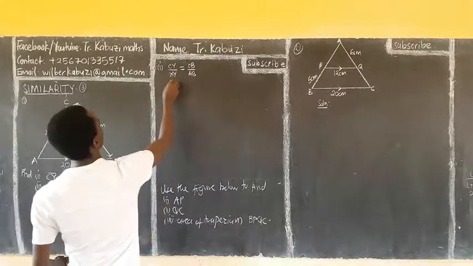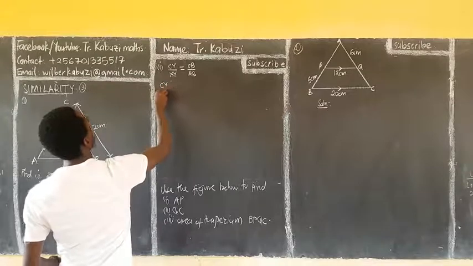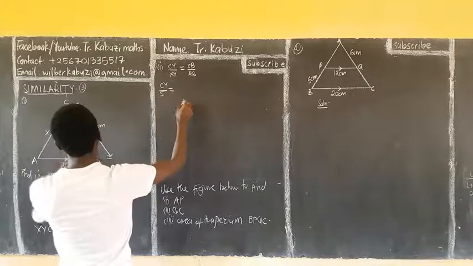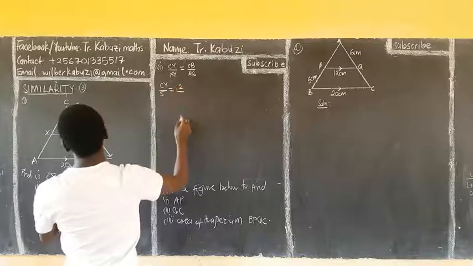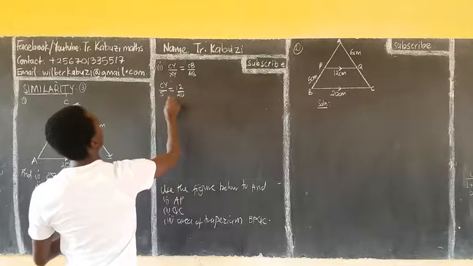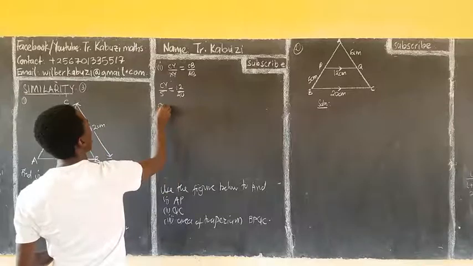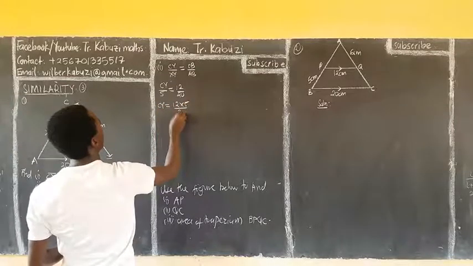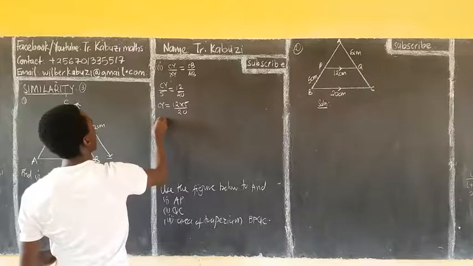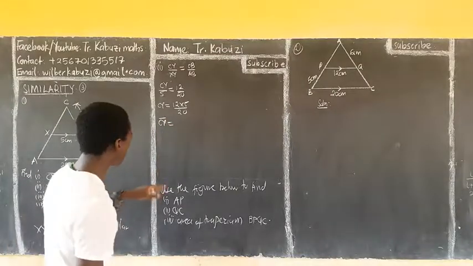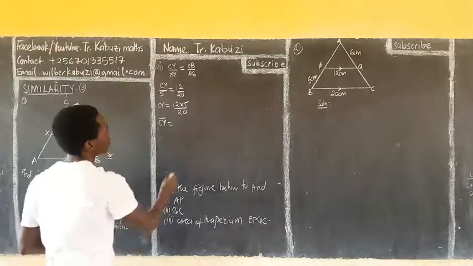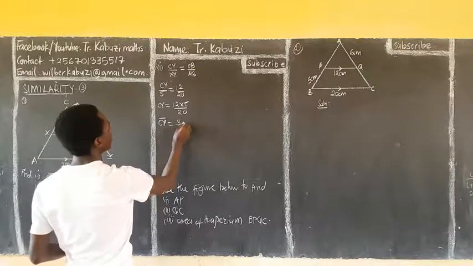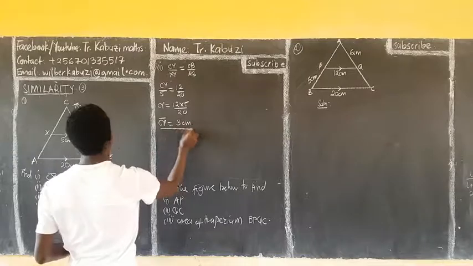So this will be CY over XY, which is 5, equal to CB, which is 12, over AB, which is 20. So we cross multiply there, so that our CY is 12 times 5 over 20. And so my CY becomes 3. So our CY is 3 centimeters.